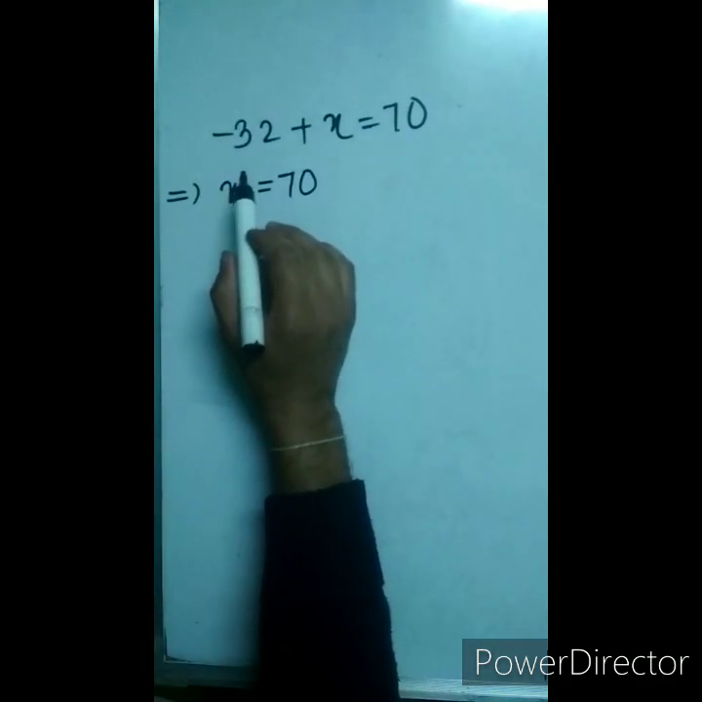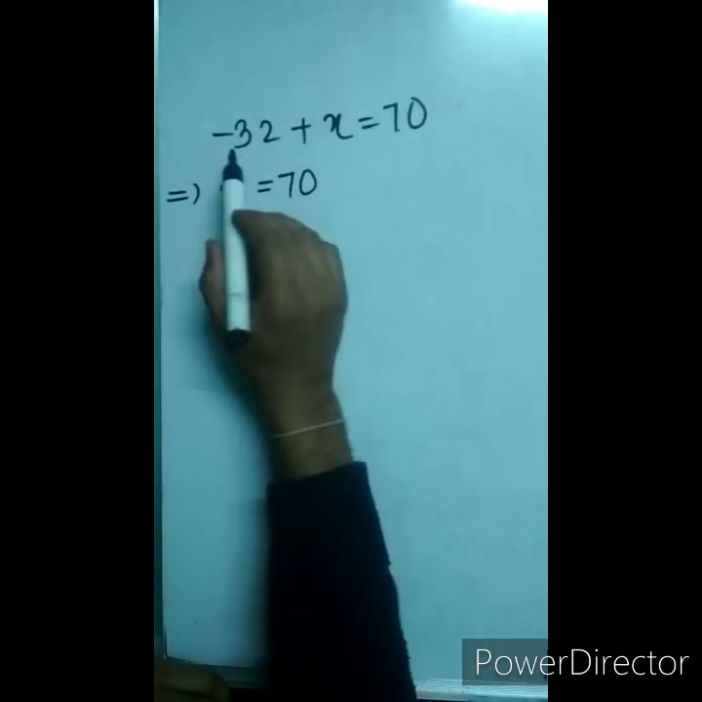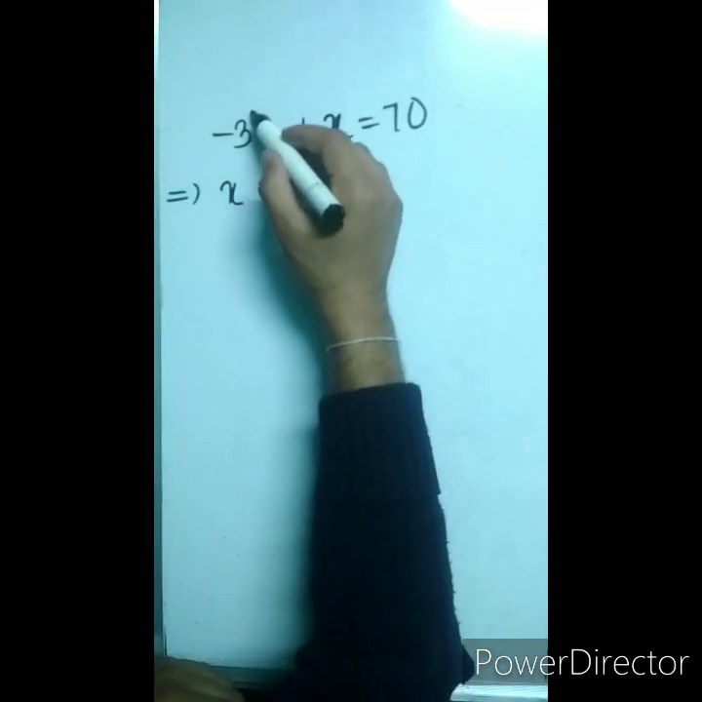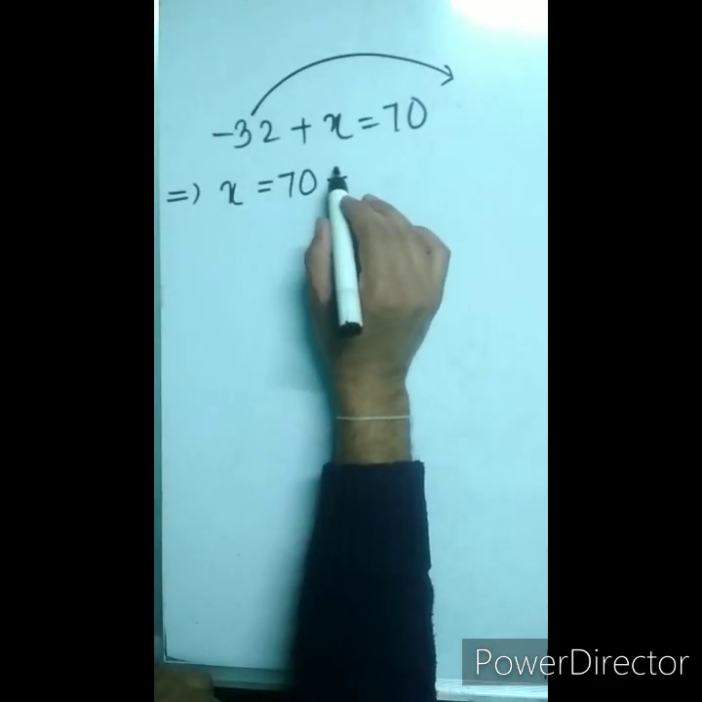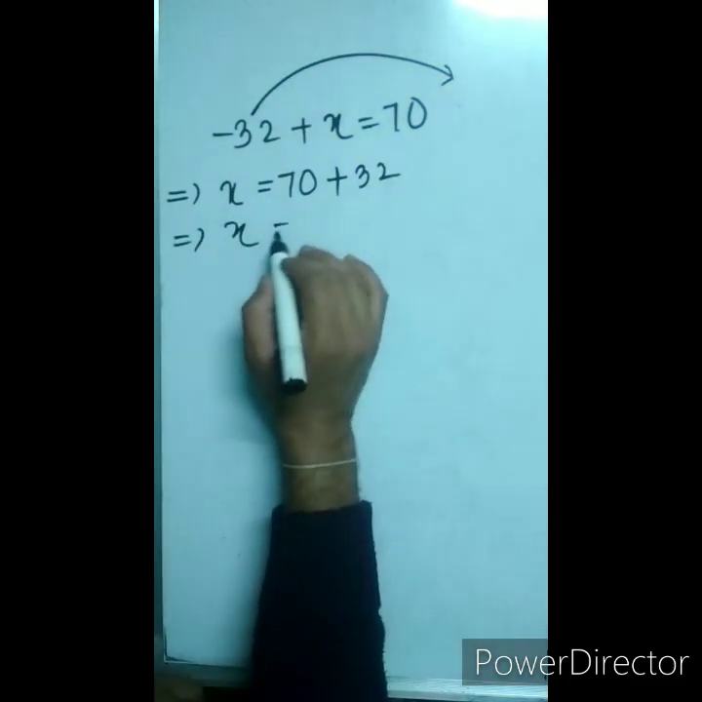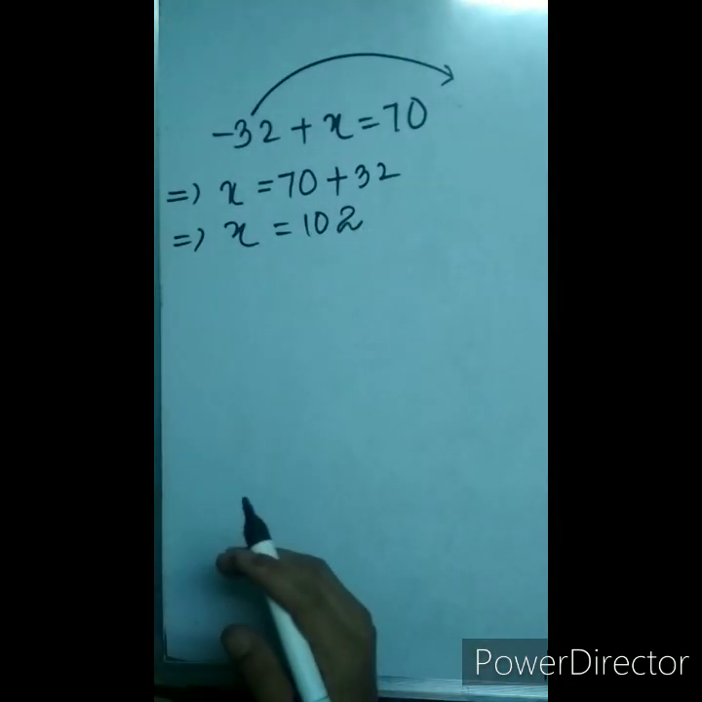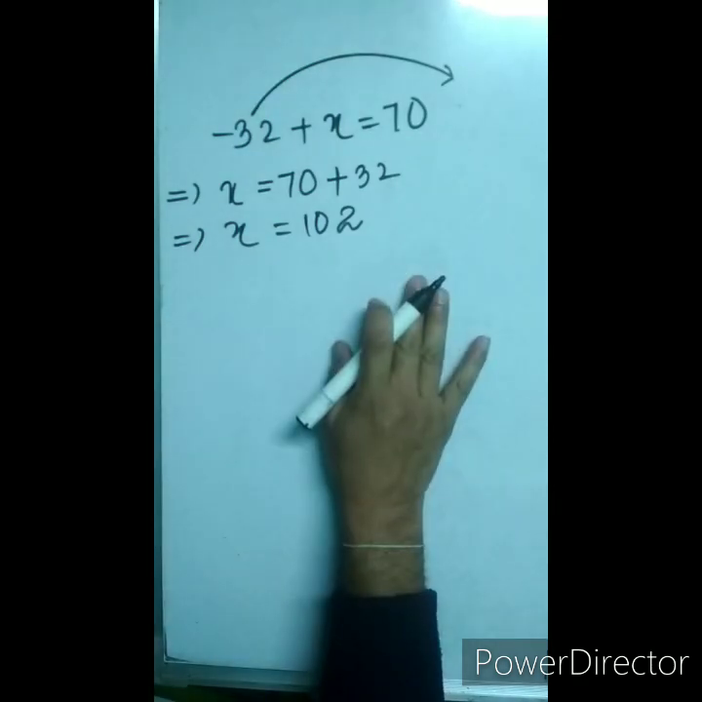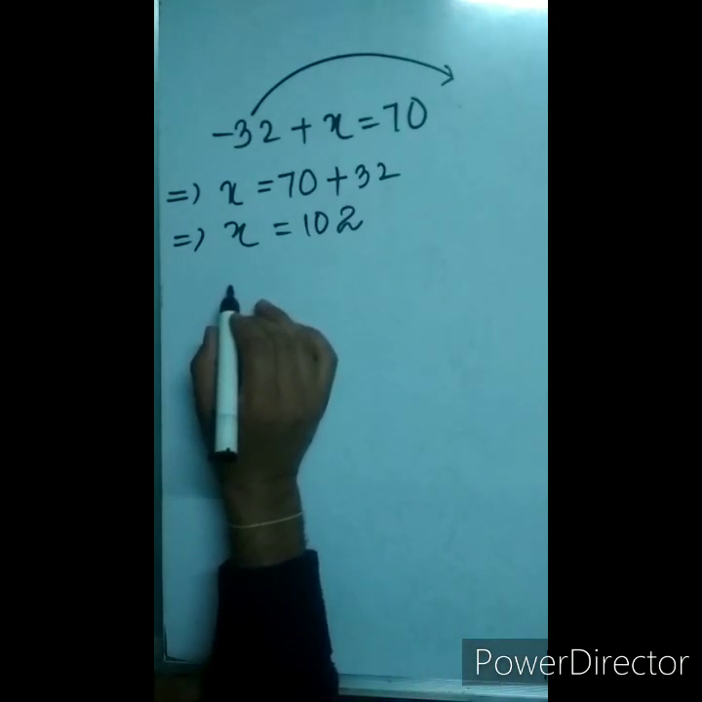Now I want to bring this minus 32 to the other side. So what will happen now? The sign negative will be changed into positive. So when minus 32 comes to the right hand side, it will be coming as positive 32. So here x is what? 70 plus 32, 102. Now the value of x is 102. I will not write here because the space available is very less. And I'll give you one question now.